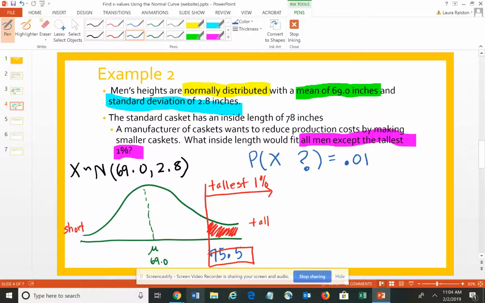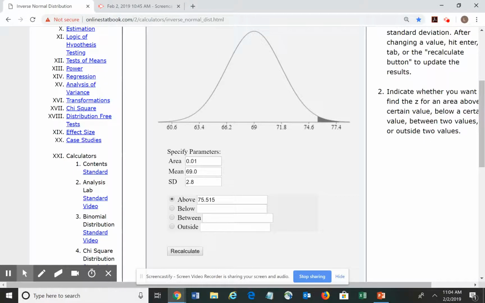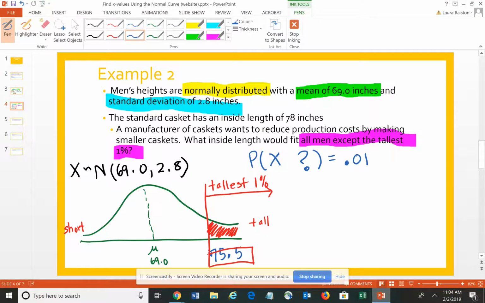So my X value, my cutoff score, is 75.5. Make sure. 75.515. So the casket maker could reduce the length of a casket by roughly 2 or maybe 2.5 inches and have it at 75.5 and still be able to fit most men. So anybody that was over 75.5 inches tall would probably have to special order a casket if they decided to go that route.